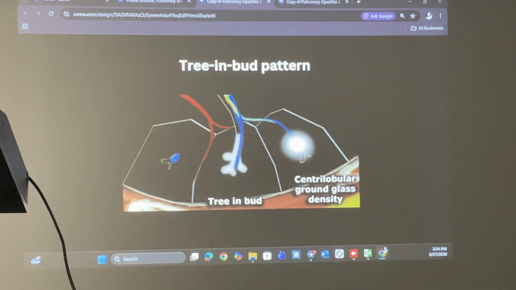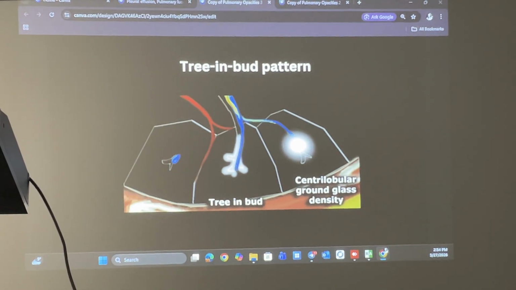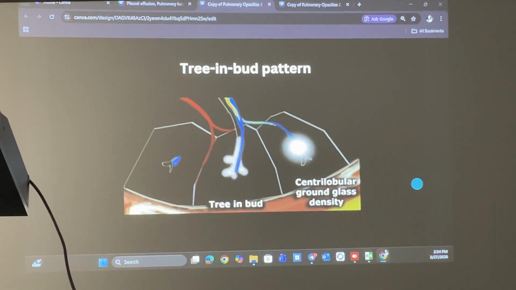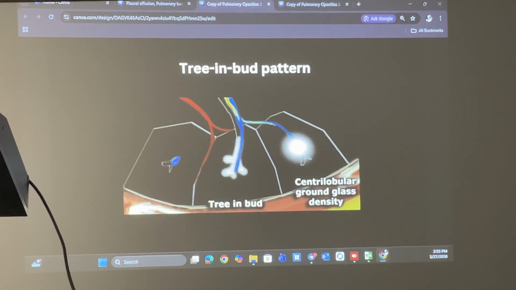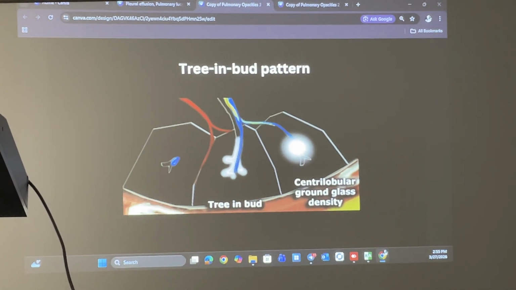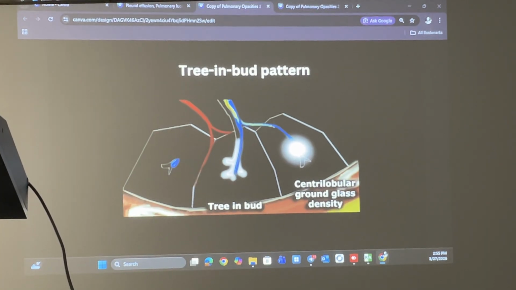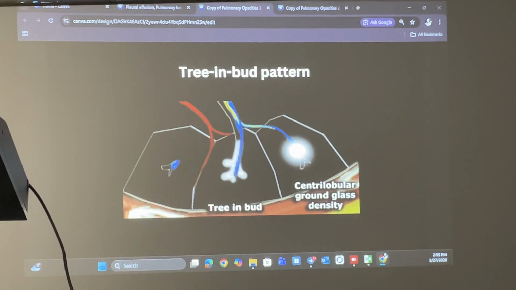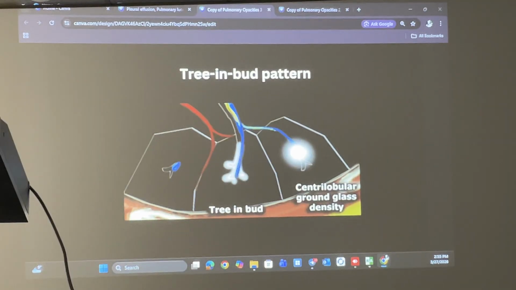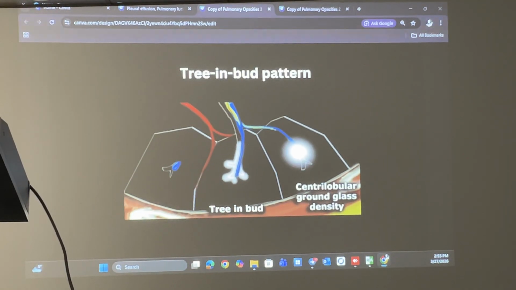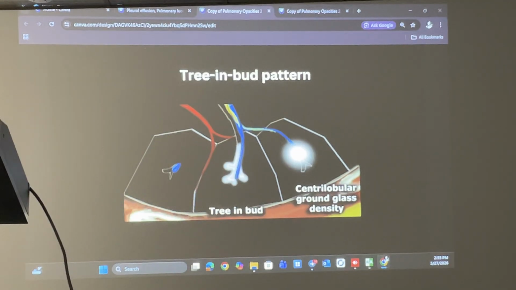Tree-in-bud describes the appearance of an irregular and often nodular branching structure, most easily identified in the lung periphery, and it represents dilated and impacted centrilobular bronchioles. So tree-in-bud almost always indicates the presence of endobronchial spread of infection, such as tuberculosis or any bacterial bronchopneumonia. Airway disease associated with infections such as cystic fibrosis, bronchiectasis. Less often, an airway disease associated primarily with mucus retention, like allergic aspergillosis and asthma.